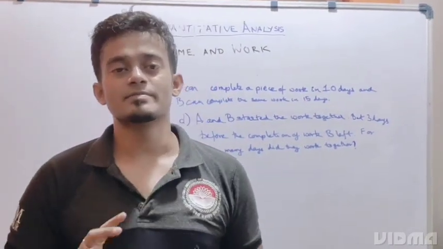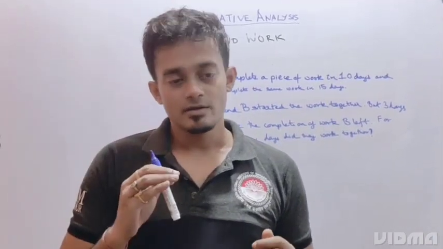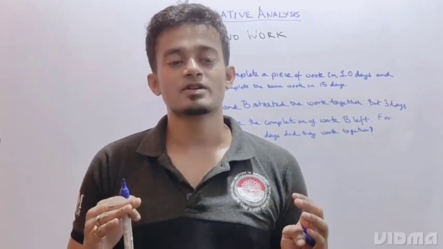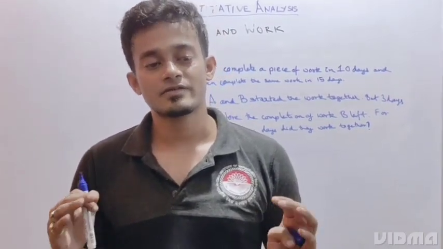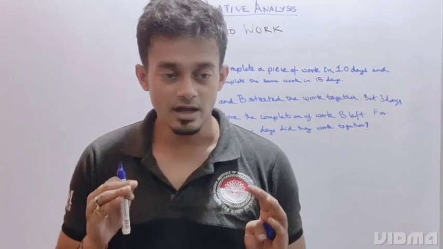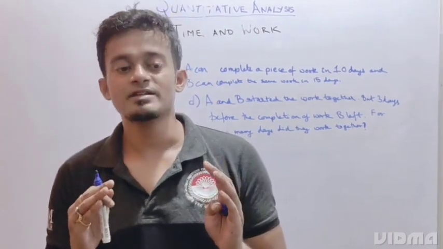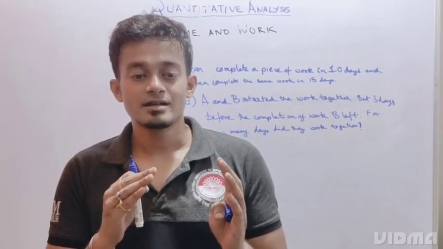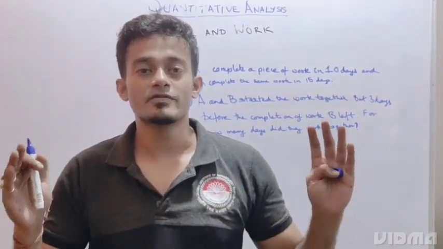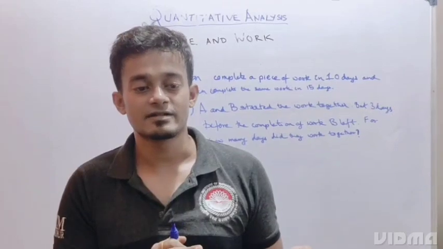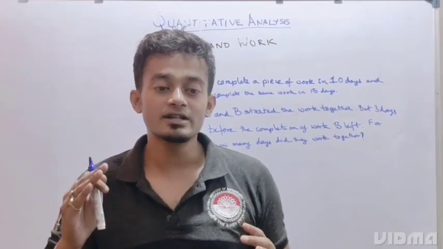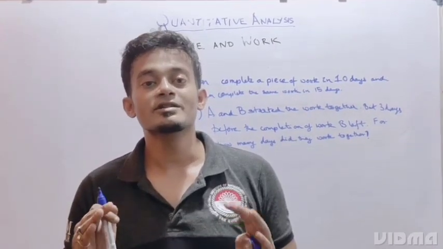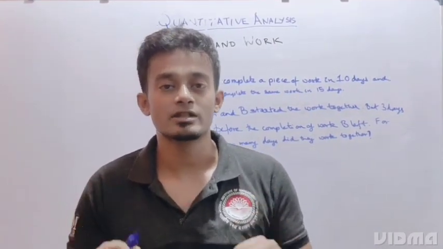Now this question is a bit different. Most of the part of the question remains the same. A can complete the piece of work in 10 days, B can do it in 15 days. But now in this case, A and B have started to work together from the very beginning. But 3 days before the completion of the task, B has left. So for how many days did they work together? This is our question.